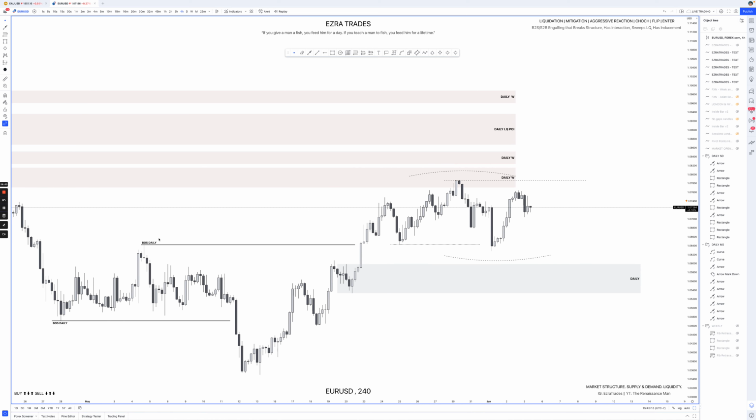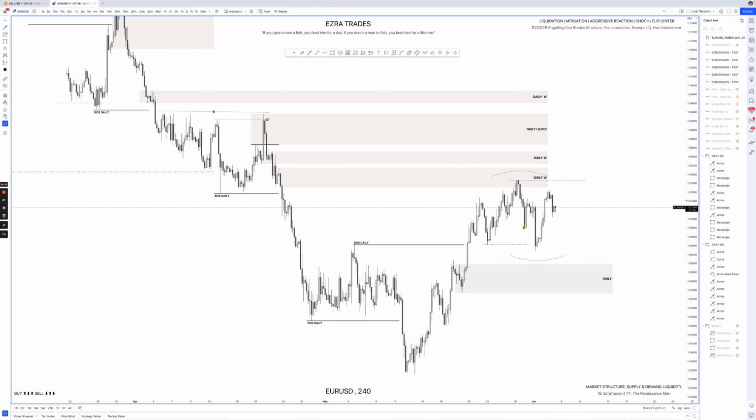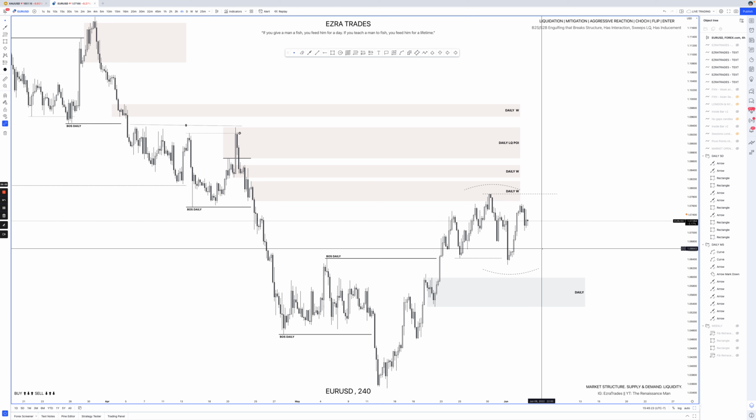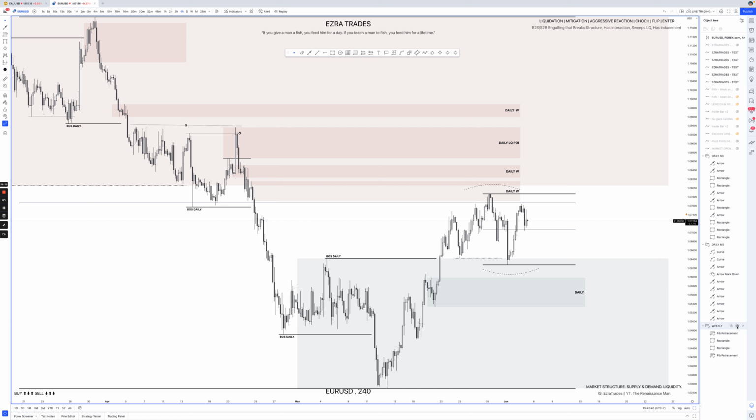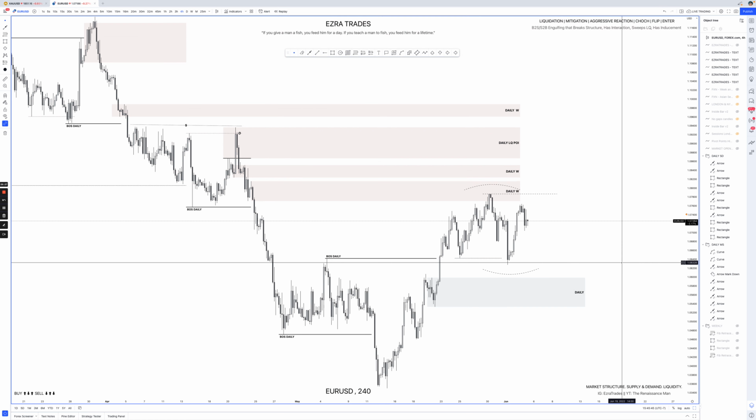So the 4 hour. Here we want to take a look at this now with our daily POIs marked out, right? So we understand daily structure, and now we're looking at daily structure and POIs on the 4 hour. Our goal is that every time frame we drop, we're trying to refine. The same way that we started with weekly zones and refined those to daily zones, we also want to refine our daily zones to the 4 hour. The idea behind this is we're trying to narrow down where we can get our entry.